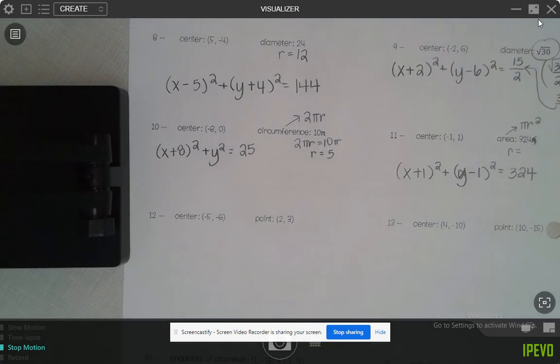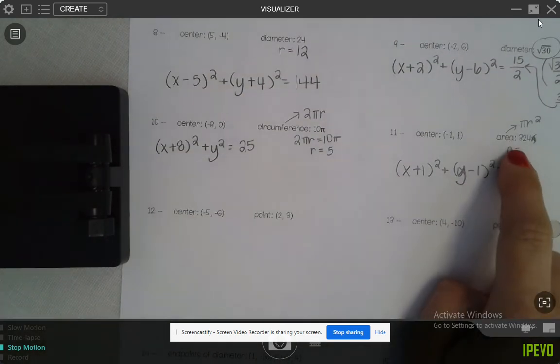Because you would just divide by pi on both sides. So you're just left with r squared.